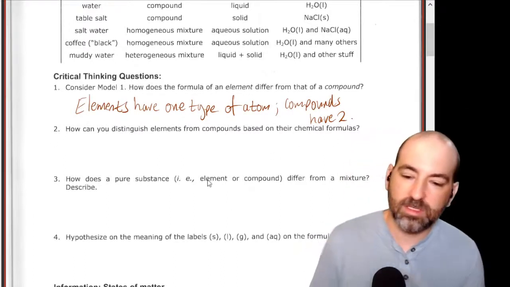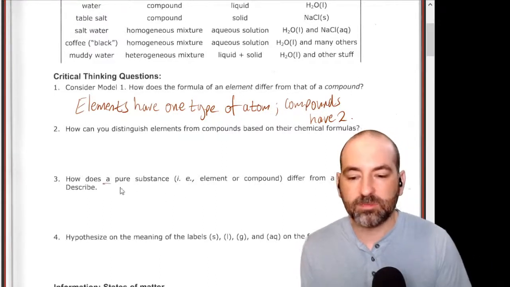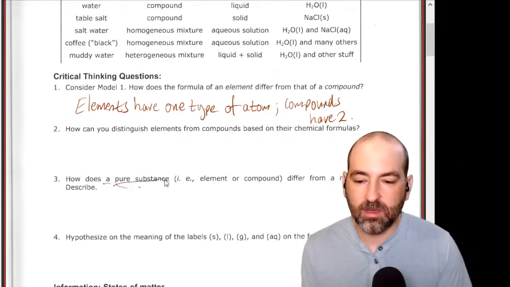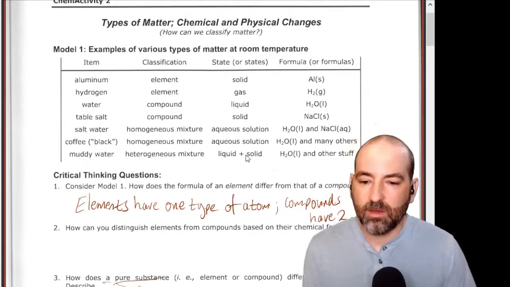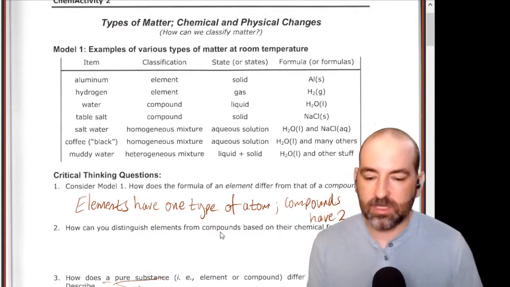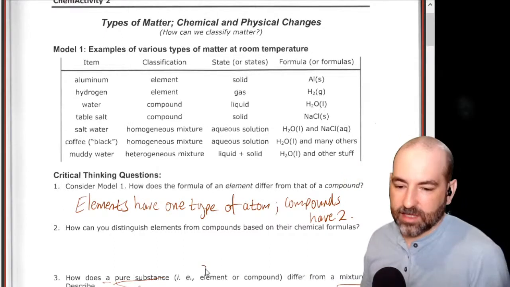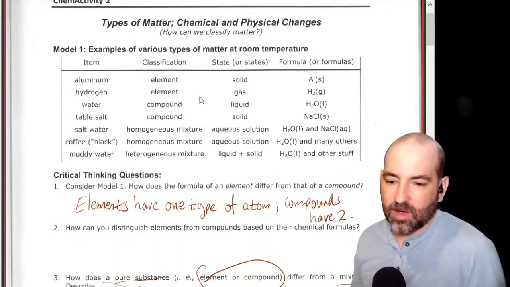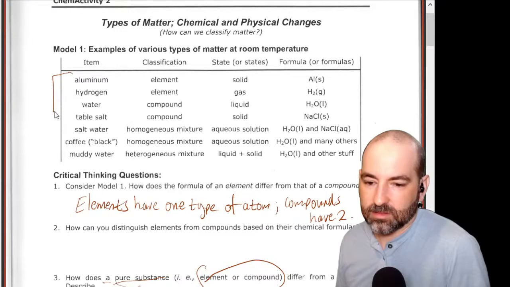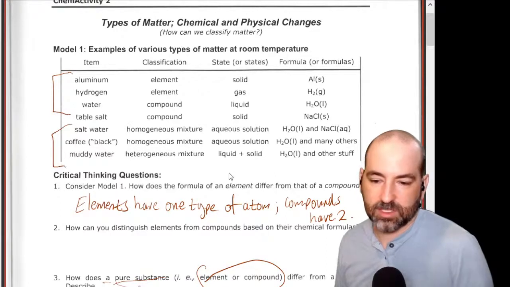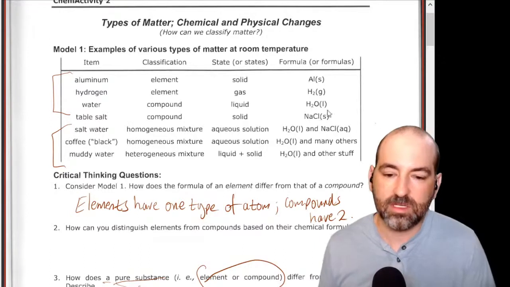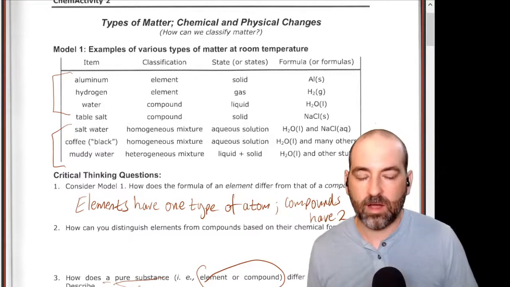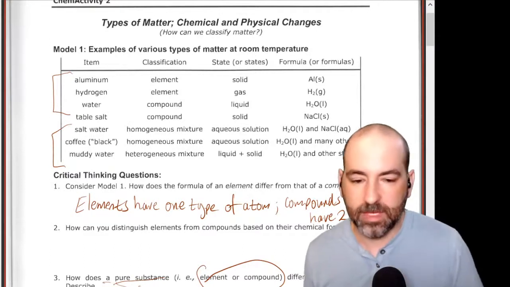All right, so then you're going to do the same thing with the next question. How does a pure substance differ from a mixture? So we go back up to the table, and we notice that pure substances down here are defined as elements and compounds. So how do these elements and compounds differ from these mixtures? And so you're going to look at the various formulas and see if you can figure that one out as well. And I think you probably can.